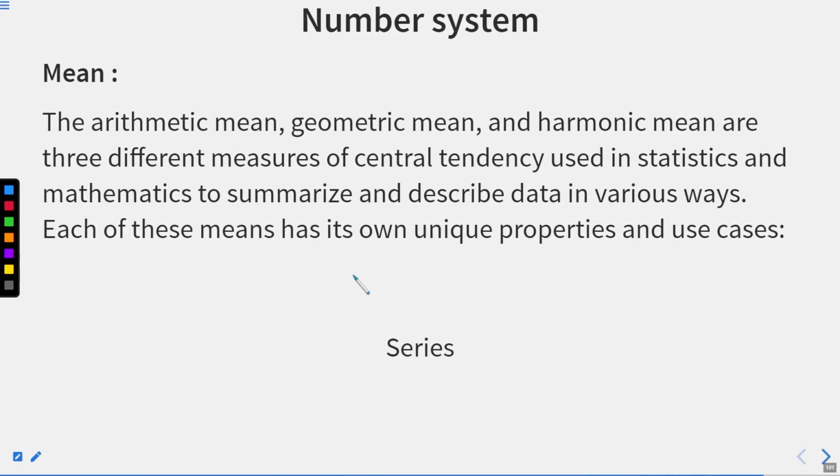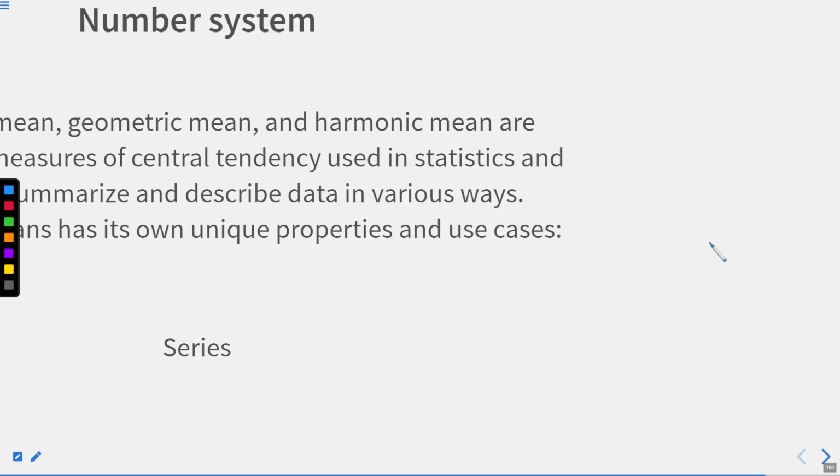So what is the mean? The arithmetic mean, geometric mean, and harmonic mean are three different measures of central tendency used in statistics and mathematics to summarize and describe data in various ways. Each of these means has its own unique properties and use cases.